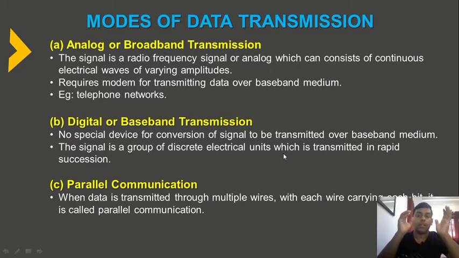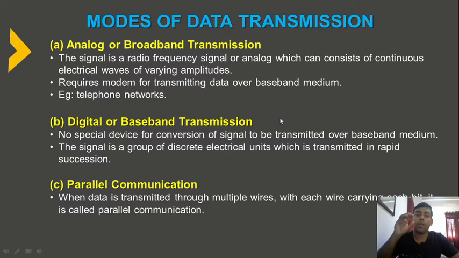When we transmit data using copper wire, it's in analog form. The signal may be continuously varying. So the signal is a radio frequency signal, or we can say analog, which can consist of continuously varying electrical waves of varying amplitudes. It requires a modem for transmitting data over the baseband medium. Example, the telephone network. The major component in analog transmission is copper wire. Copper wire transmits signal or data in the form of electric pulses, and electricity is varying.